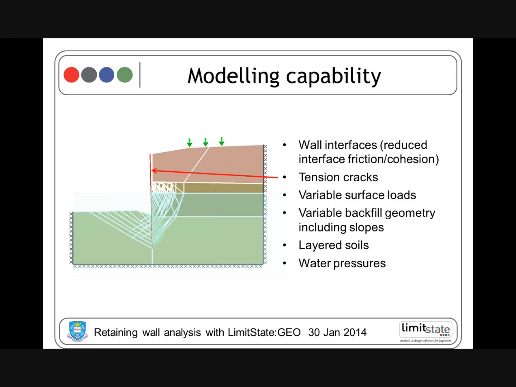The software can model tension cracks. So in this particular setup, we've actually got a body of clay. This layer on the top is clay sitting on top of sand, so the wall just pulls away from that body of clay in this case. It's very straightforward to put in variable surface loads or variably distributed surface loads, and the software will deal with that. Also, it will deal with variable backfill geometry, whether you've got slopes or a mixture of slopes and horizontal zones. Straightforward to deal with layered soils, and also with water pressures here.